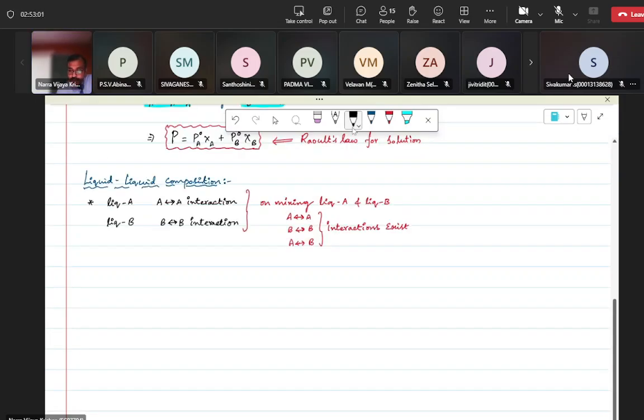So when I have taken all the three, what will I write? P total is equal to PA naught XA plus PB naught XB. Any questions in it? I call this P calculated and I call this P experimental. If the experimental value and calculated value are both equal, then I call this an ideal solution.